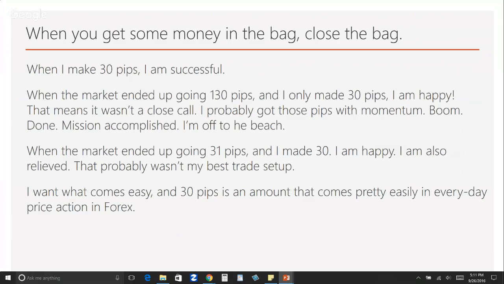Now on the flip side, if I have the situation where the market ends up only barely giving me my profit, like it went 31 pips and I got out with 30, I'm okay. I'm happy that I didn't lose, but I'm also mostly just relieved. Like that was probably not my best trade setup. I don't like it to be a close call like that.